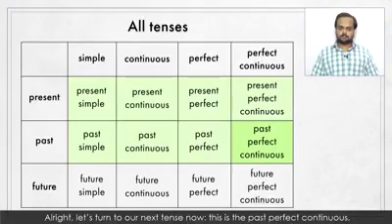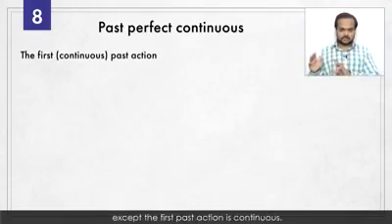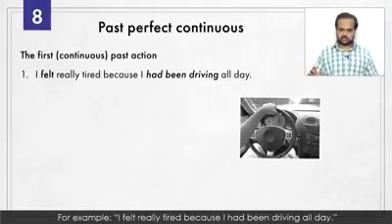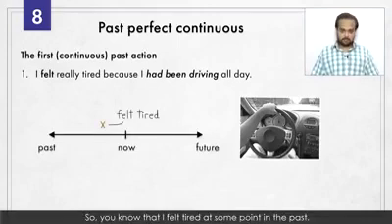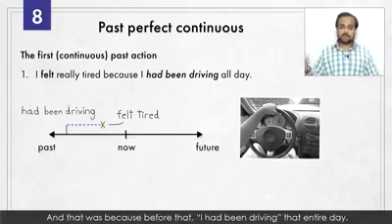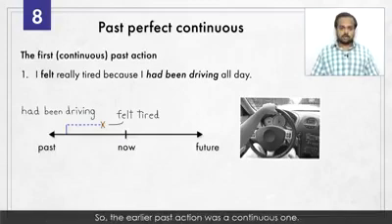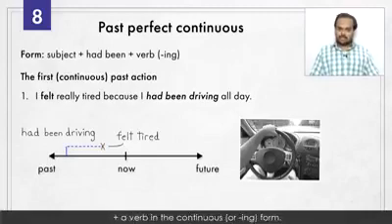Alright, let's turn to our next tense now. This is the past perfect continuous. This tense is just like the past perfect simple, except that the first past action is continuous. For example, I felt really tired because I had been driving all day. So you know that I felt tired at some point in the past. And that was because before that, I had been driving that entire day. So the earlier past action was a continuous one. We make this tense with a subject plus had been plus a verb in the continuous or ing form.